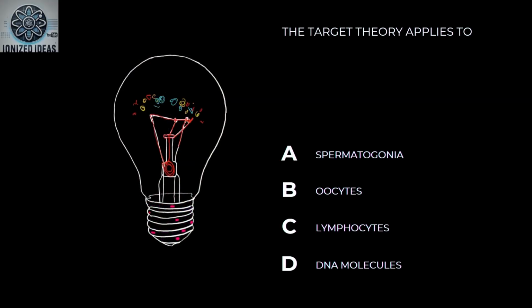The target theory applies to A. Spermatogonia, B. Oocytes, C. Lymphocytes, D. DNA molecules.